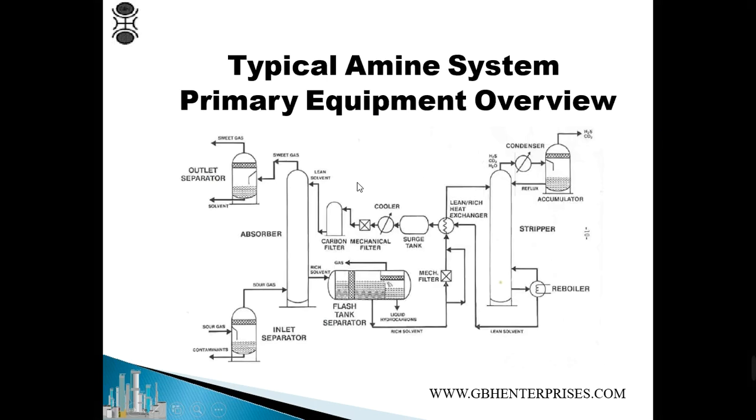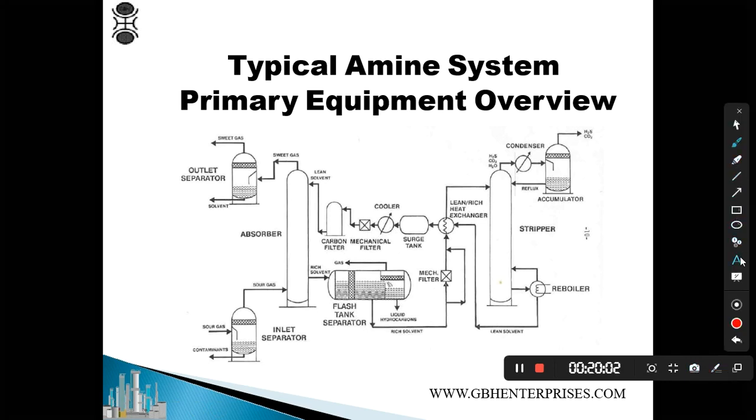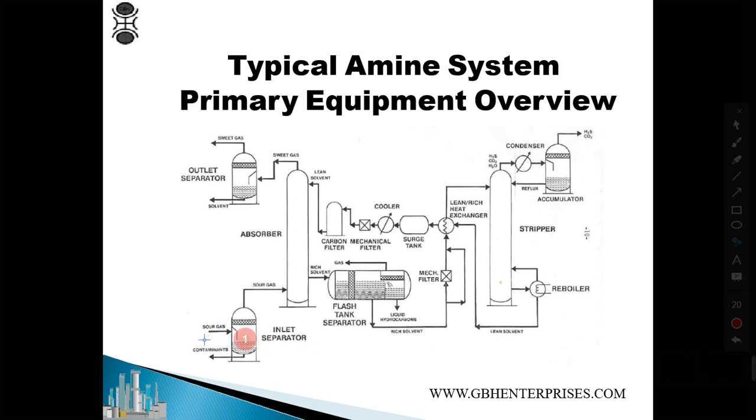Now this is the typical sweetening process diagram that you will see in the exam also. You have to draw this diagram completely, and I'm going to explain how it works. Our equipment number one is this one. This is the inlet separator. What is happening here? We have the sour gas entering inside. Sour gas is the one which has H2S and CO2, and it goes here. This one is tower number two.